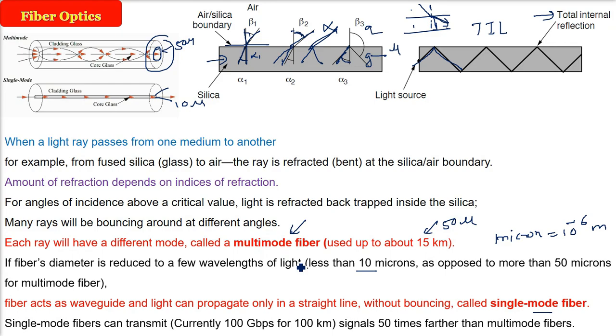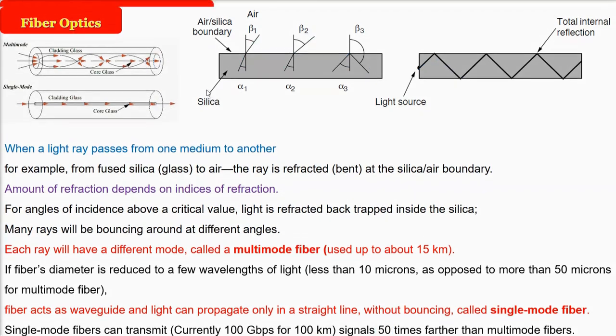So this single mode fiber can transmit 100 Gbps over 100 km. This is quite a bit higher, multiple times higher than the multi-mode fibers. To an extent, it is 50 times higher than the multi-mode fibers. It can transmit 100 Gbps for 100 kilometers.